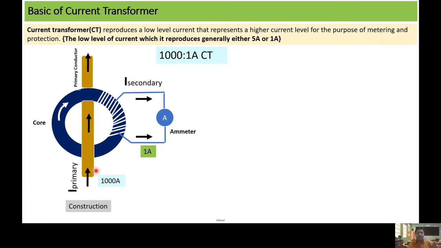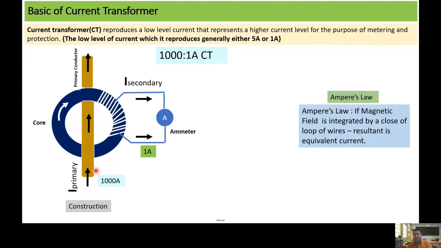This concept of how current from a primary side is induced to a secondary side is driven by Ampere's law. Ampere's law tells us that if a magnetic field is integrated by a closed loop of wires, then the resultant is the equivalent current flowing in the primary conductor.